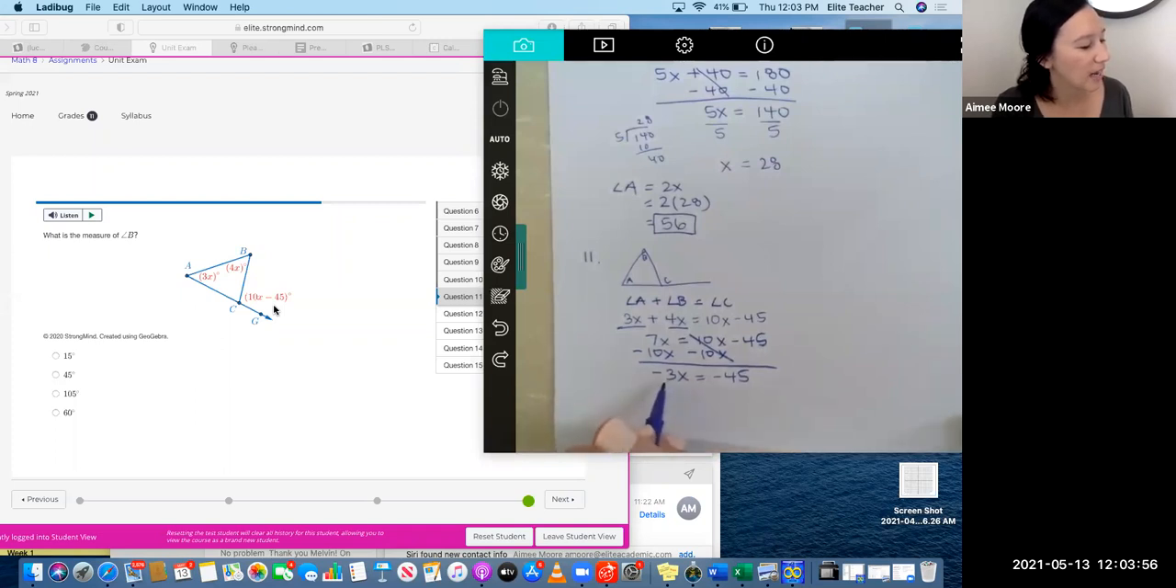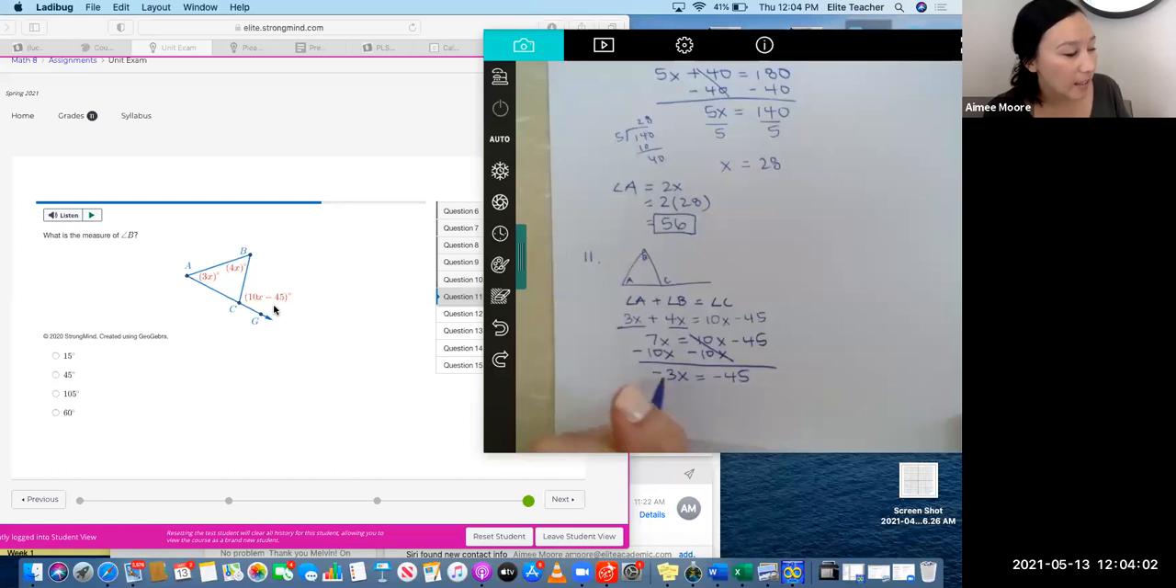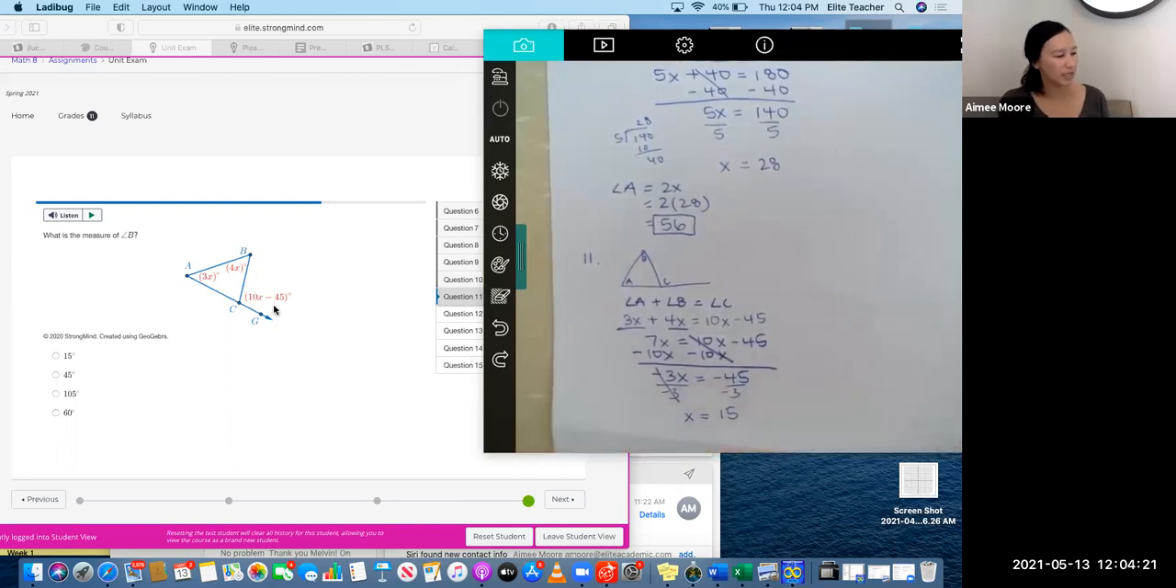How do I get rid of this negative 3 in front of here? Subtract or add 3. It's being multiplied, so how do I undo my multiplication? You have to divide it. Yep, very good. We do our inverse, which is division. So we get x equals negative 45 divided by negative 3, which is 15.